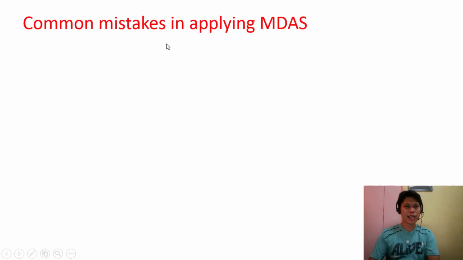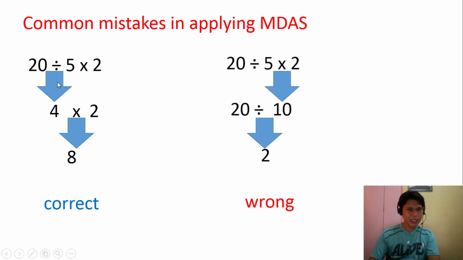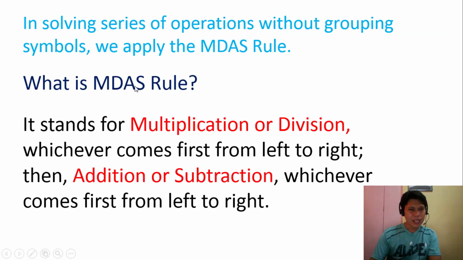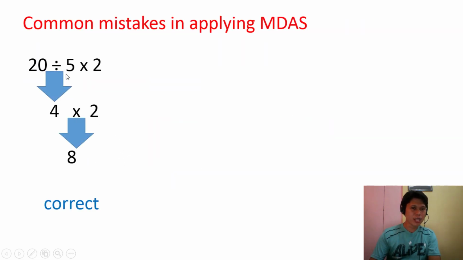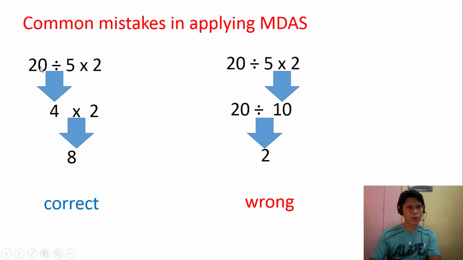These are the common mistakes in applying the MDAS rule. The correct one is 20 divided by 5 times 2. If you observe, there is division and multiplication. So the correct process is left to right, whichever comes first. It involves multiplication and division, and it is stated in the rule: multiplication or division, whichever comes first. This time, division comes first, so you need to divide first. 20 divided by 5 is 4, and then 4 times 2 is 8. This is the correct solution.